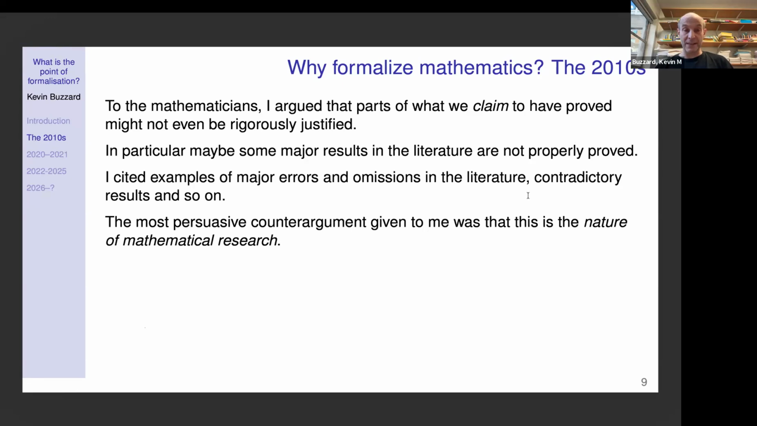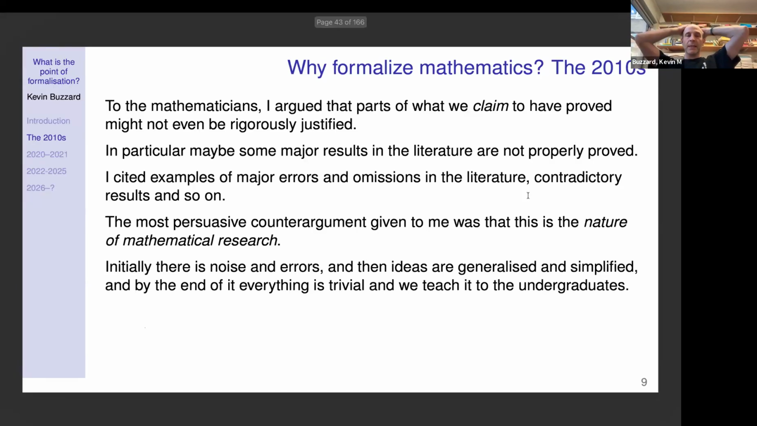And then a philosopher of mathematics took me out to dinner afterwards, after this talk in Paris, and explained to me that actually that was the nature of mathematics. The fact that mathematics is full of chaos, as I was calling it at the time, is because it's done by humans. This was the main argument. When it's modern research, there's inevitably noise and errors and chaos. And then people understand it and generalize it and simplify it and conceptualize it and find the right abstractions. And by the end of it, everything is completely trivial, and we teach it to the undergraduates. This is what this philosopher of mathematics told me.